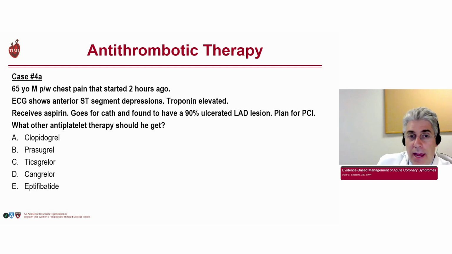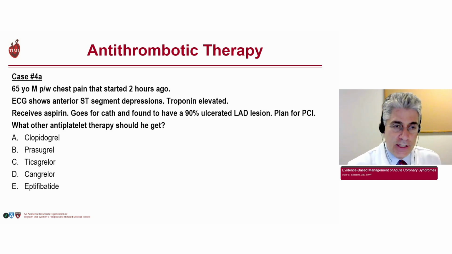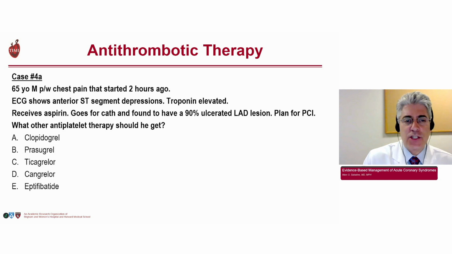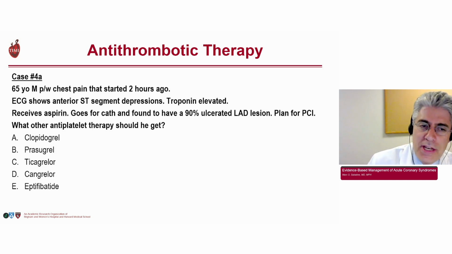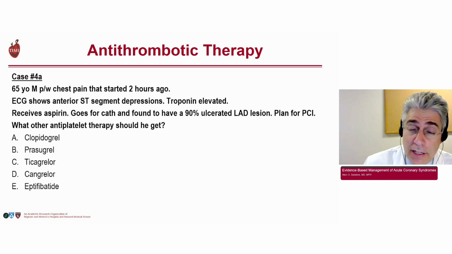Okay, another case here, antithrombotic therapy. 65-year-old man presents with anterior chest pain that started 2 hours ago. ECG shows anterior ST segment depressions. The troponin's elevated, gets aspirin, goes for cath, and found to have a 90% ugly ulcerated LAD lesion. Plan is for PCI. What other antiplatelet therapy should he get?